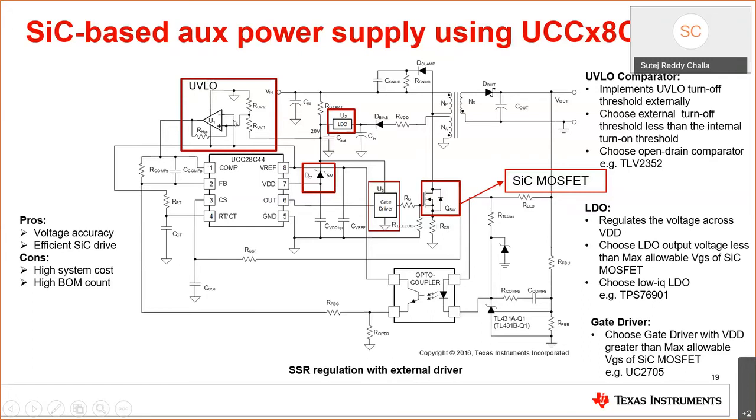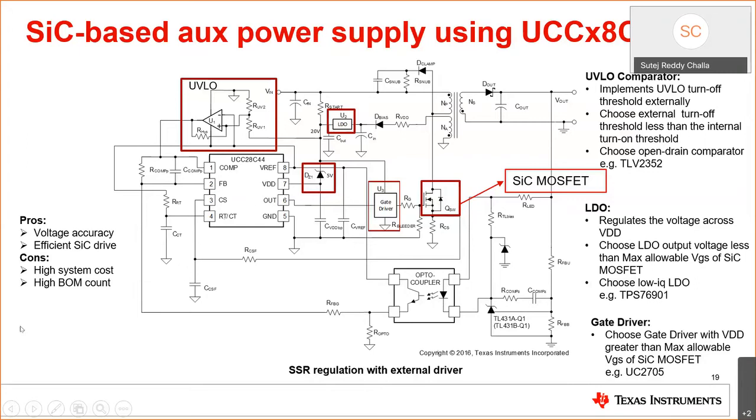So this is the main functionality of this UVLO comparator, to modify the UVLO off threshold, which is internally very low, that is 8 to 9 volt, for this PWM controller.